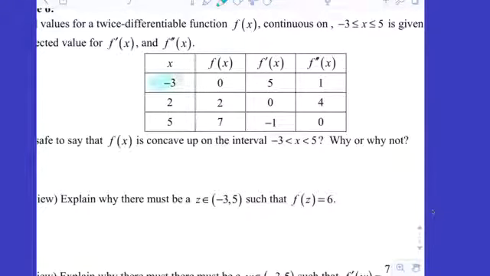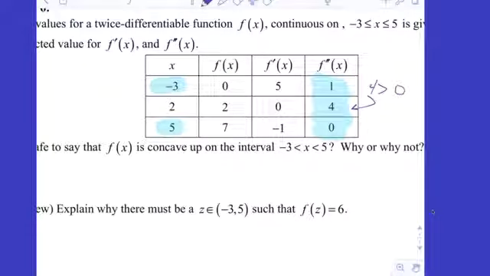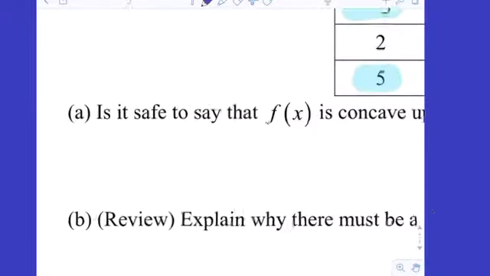Well, let's see. -3 is here. 5 is there. Concavity deals with which derivative? The second. Notice on the open interval between -3 and 5, the two values that I was given, or actually there's only one on the open interval, it's 4, and 4 is greater than 0. Can you assume then that the graph is concave up everywhere from -3 to 5? You don't have enough information. Just because it's concave up at 2 doesn't mean it can't be concave down anywhere else.